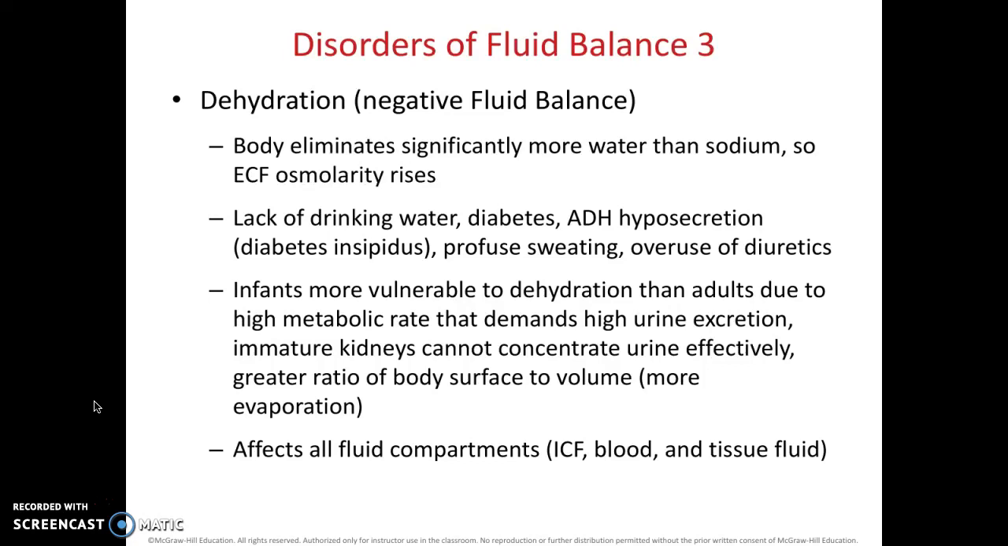And this can be caused by not drinking enough water, diabetes, which we'll talk about the actual term, what diabetes means, ADH hyposecretion, which is diabetes insipidus, too much sweating, or the overuse of diuretics. So infants are a little bit more vulnerable to dehydration than adults would be because of their really high metabolic rate. That means that they have to output more urine.